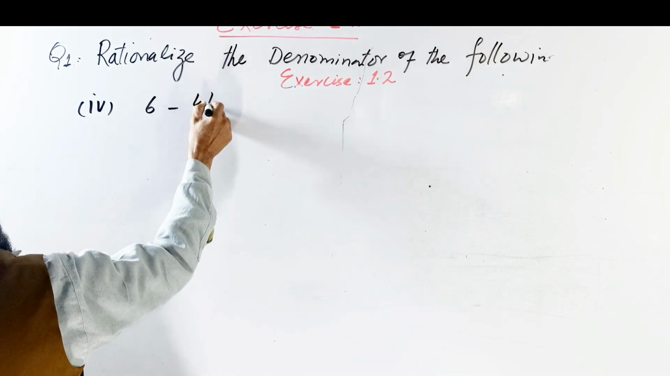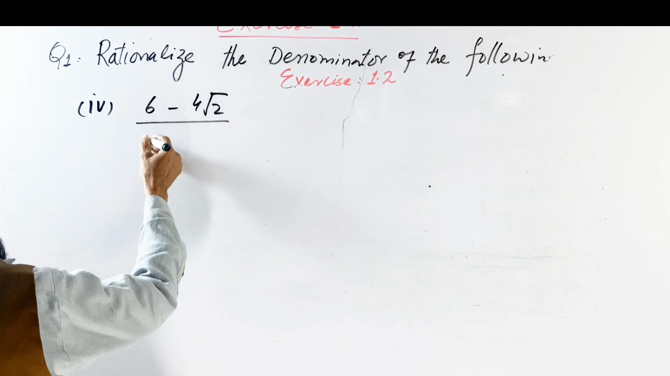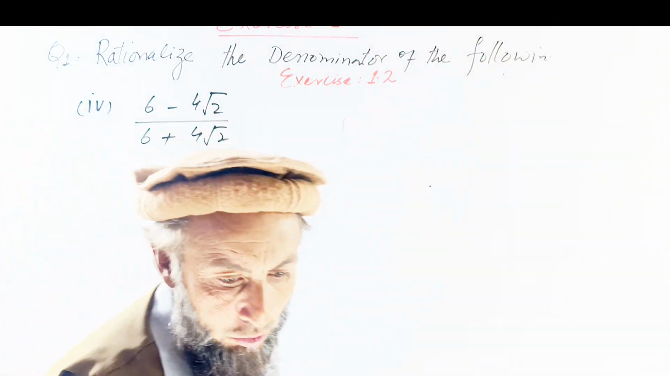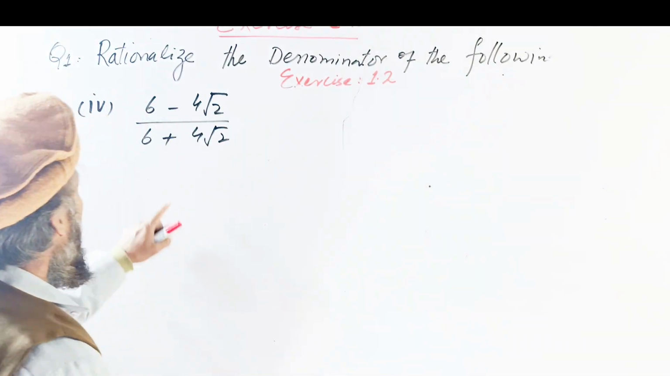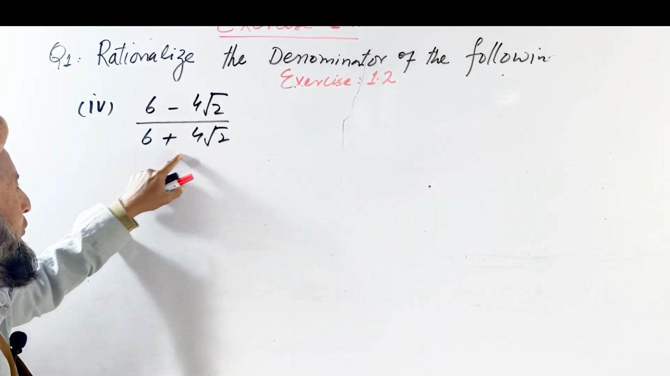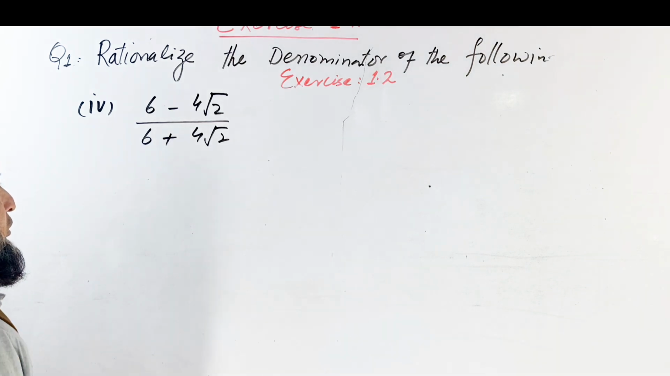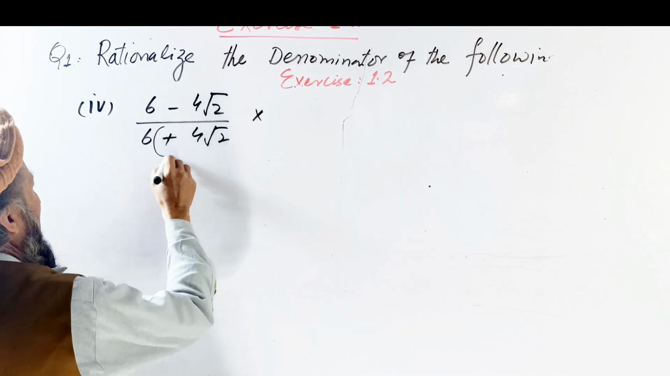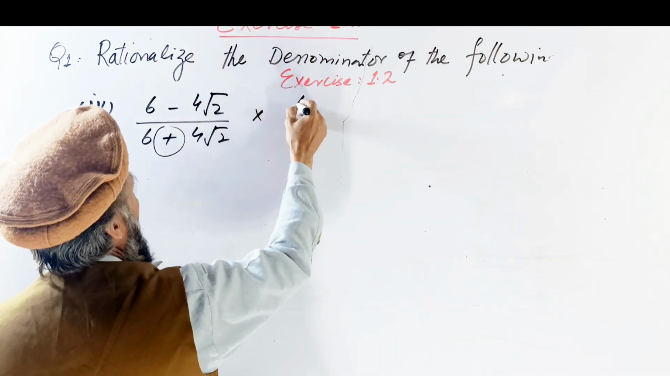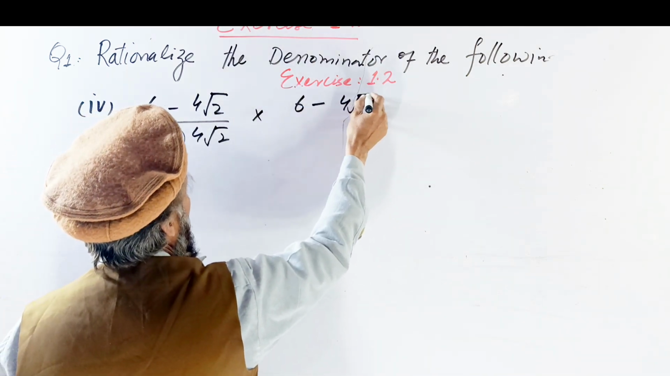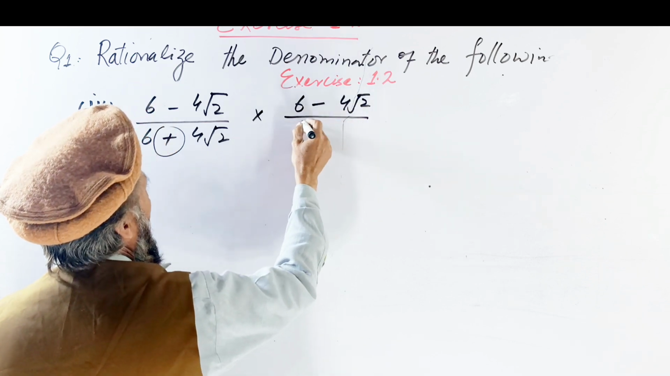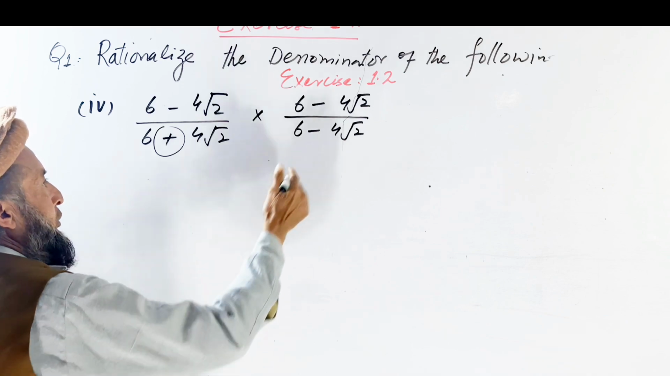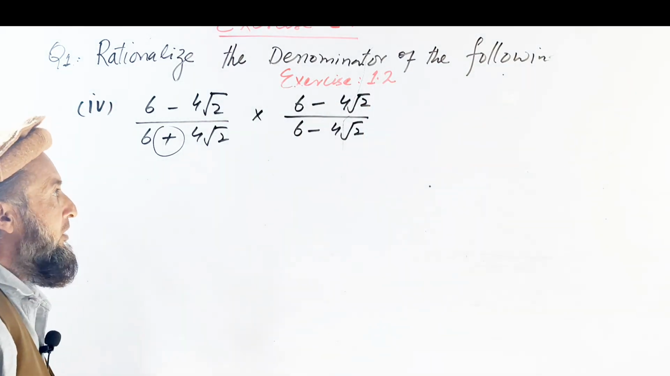6 minus 4 under the root 2 divided by 6 plus 4 under the root 2. How do we calculate to rationalize it? Here in the denominator term we are trying to finish the square root. So we are multiplying and dividing by their conjugate of this. So we can write 6 minus 4 under the root 2, multiply and also divide, because on the question this will have no effect, so both are cancelled to each other, we get 1.